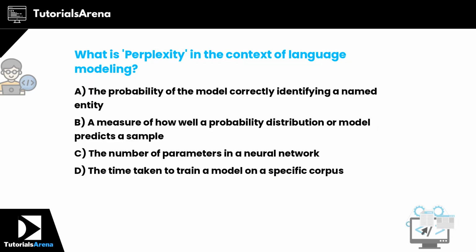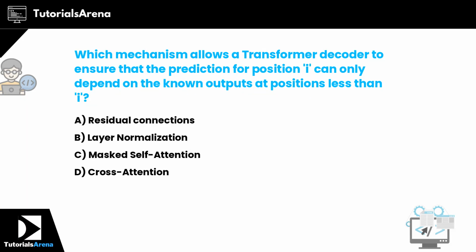What is perplexity in the context of language modeling? The correct answer is option B, a measure of how well a probability distribution or model predicts a sample. Which mechanism allows a transformer decoder to ensure that the prediction for position i can only depend on the known outputs at positions less than i? The correct answer is option C, masked self-attention.